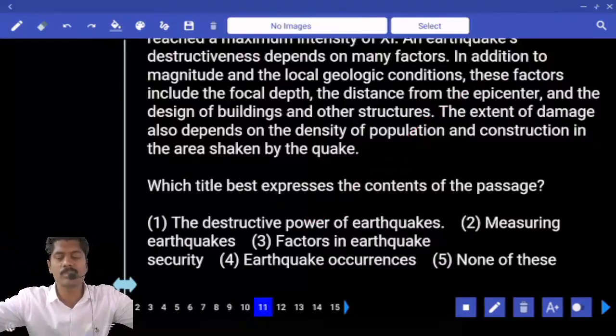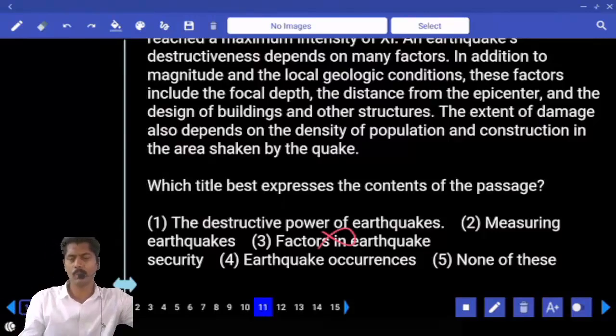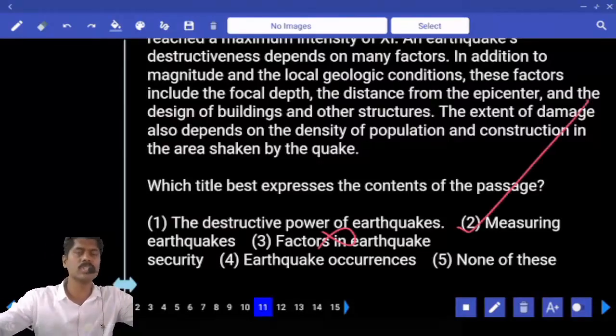Which title best expresses the content of the passage? What is the passage about? Is it about the destructive power of earthquakes? Did he tell it in a negative tone? Measuring earthquakes, factors in earthquake, security. There is no earthquake security. Earthquake's occurrence, answer is the second option.